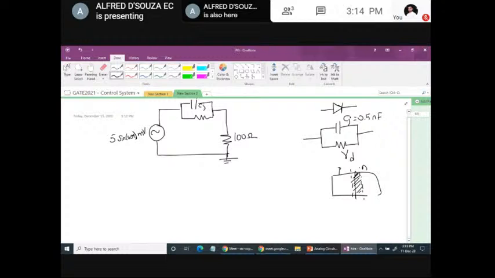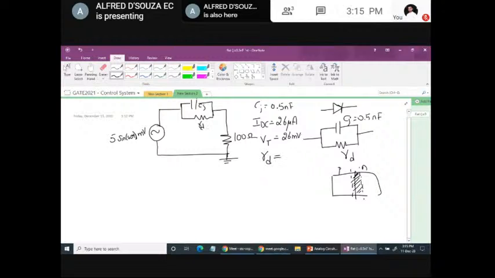Okay, and this is Cj, this is Rd. Given Cj in the question, it is 0.5 nanofarad. IDC is already given. IDC is 26 microampere. VT is given as 26 millivolt. Okay. Next, we are supposed to find what is Rd. So all the components are known except Rd. So we'll have to find what is Rd.